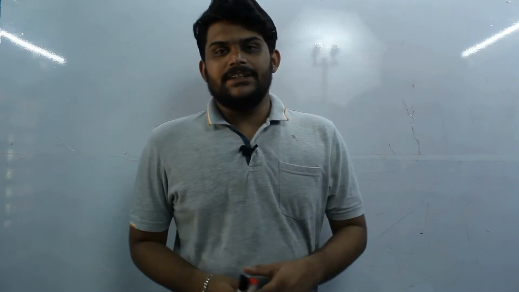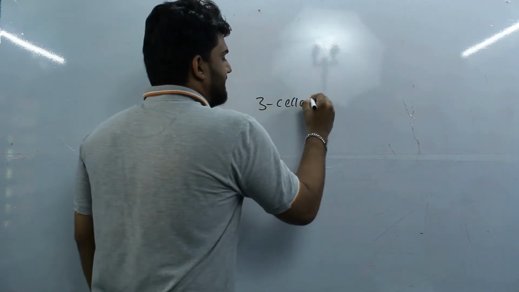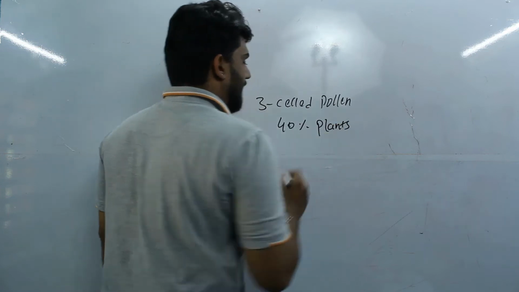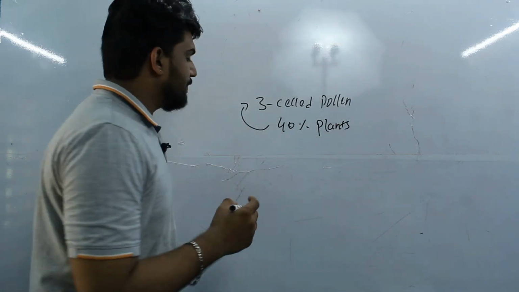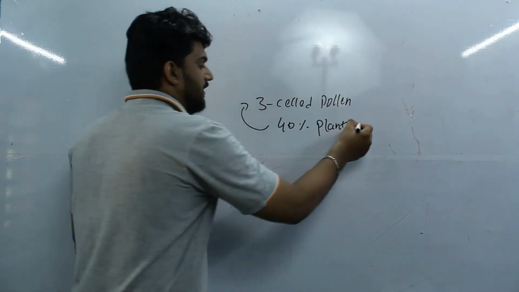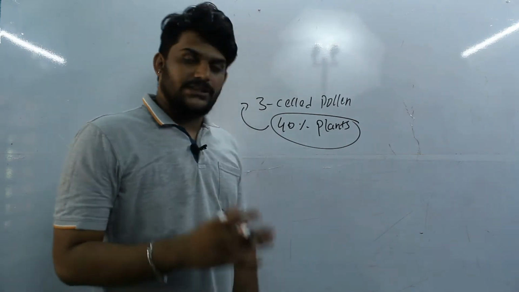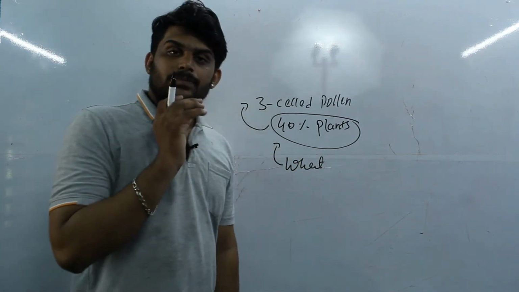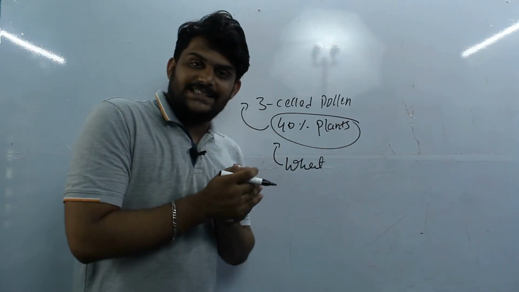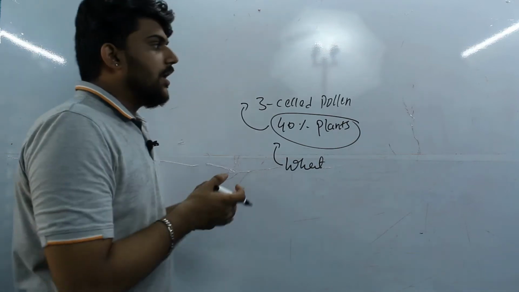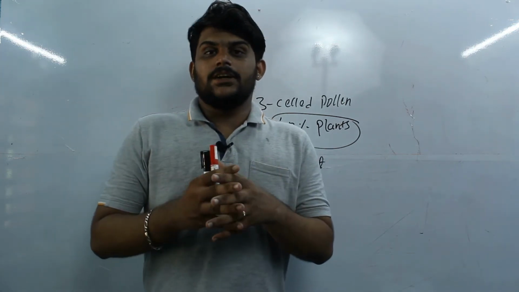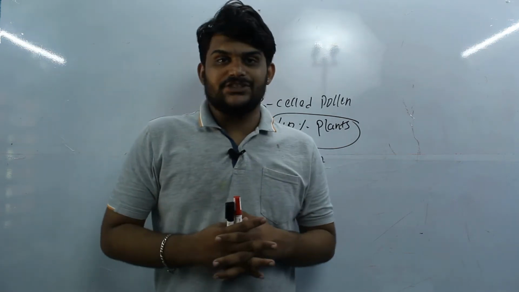Double fertilization is an event which happens only in special plants which can produce three-celled pollen grains. Only 40% of plants can produce these three-celled pollen grains, which I have explained in the pollen grains video, which I will put here on the YouTube iCard. These 40% plants include wheat, for example; wheat is one example of a plant which can produce three-celled pollen grains. So this is special, as it is a special type of fertilization. The name itself suggests double fertilization. That means the fertilization event is going to take place two times.